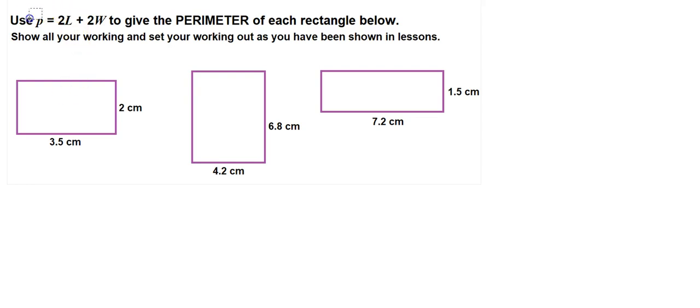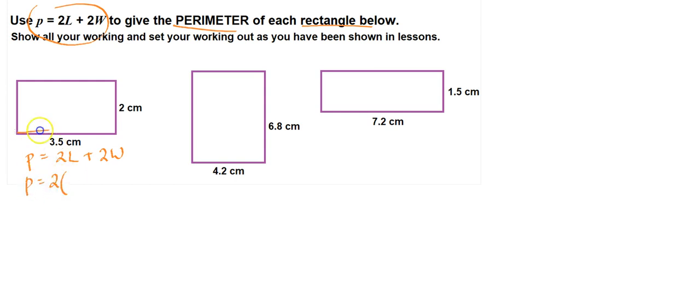Okay, so here we go. We have to use this formula to help us get the perimeter of the rectangles. So let's go ahead and use that. So perimeter equals 2 times length plus 2 times the width. So let's plug in what we know.